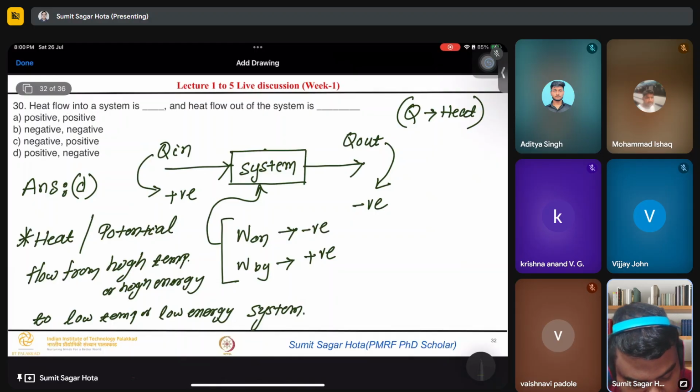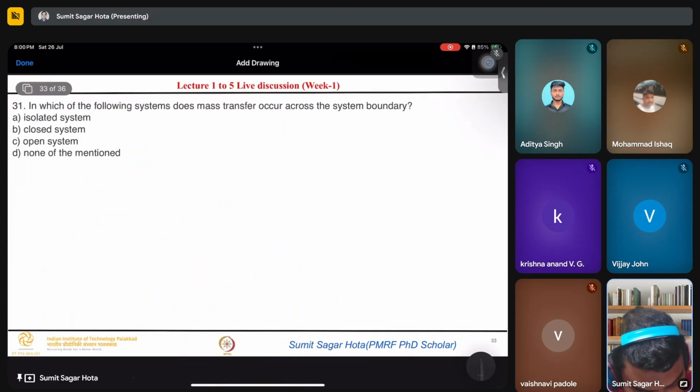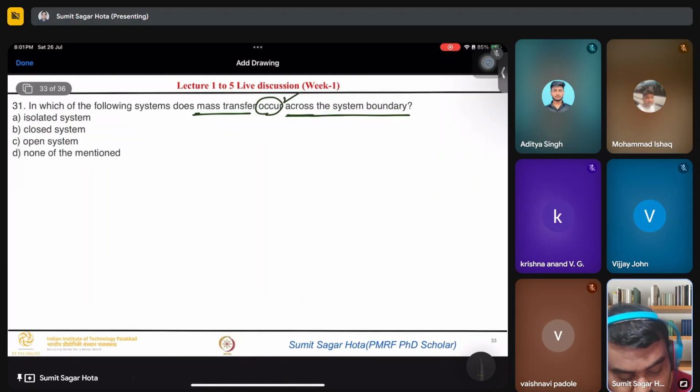The next question. In which of the following systems does mass transfer occur across the system boundary? You should note that it is written that mass transfer occurs, which means there will be a mass transfer across the system boundary. In the system boundary, there will be a mass transfer occurrence.